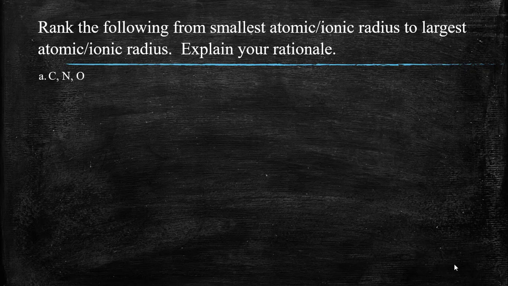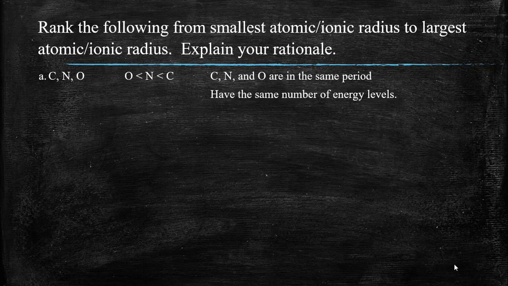So for the first group, we're looking at carbon, nitrogen, and oxygen, and want to rank them from smallest atomic radius to the largest. The answer is that the oxygen atom is smaller than a nitrogen atom, which is smaller than a carbon atom. Now the question is why? Carbon, nitrogen, and oxygen are all in the second period. So they all have 2 energy levels, so that's a non-factor.